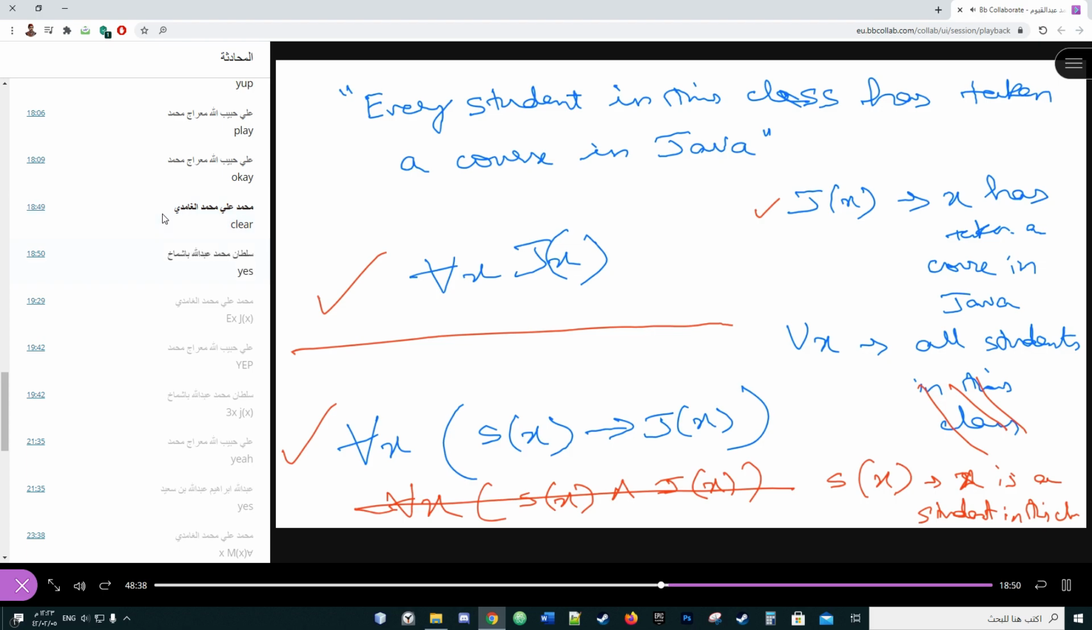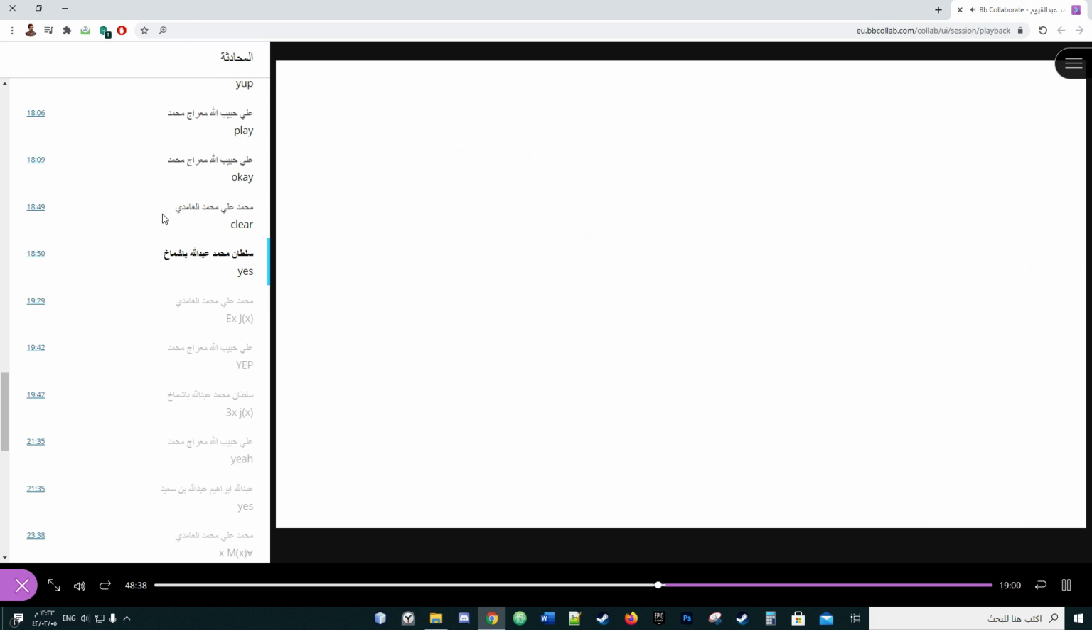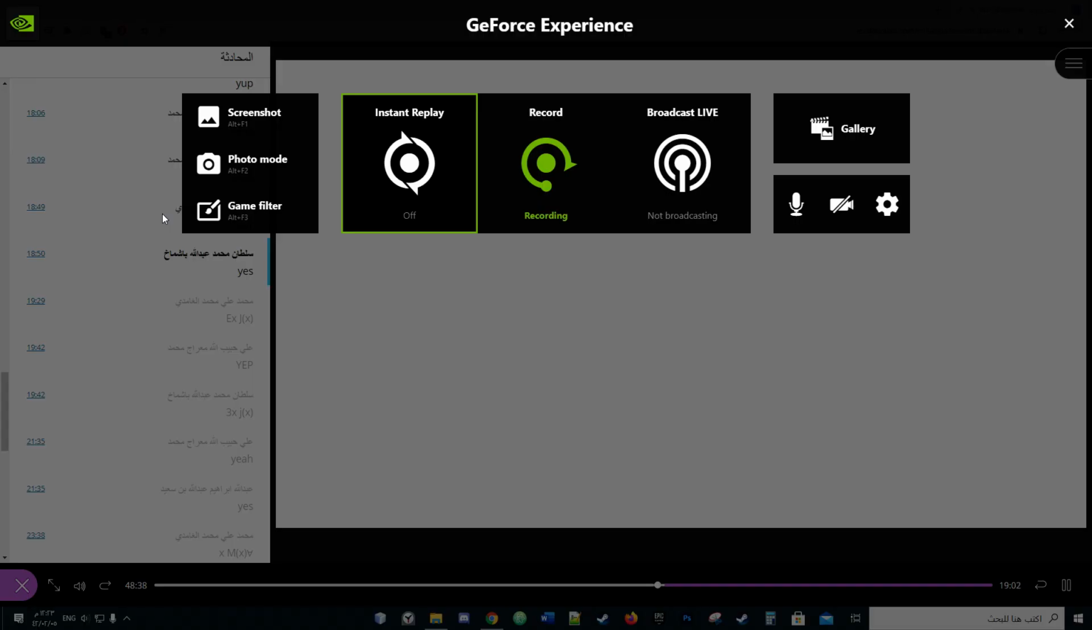Okay, let's take another example. Don't worry if it's not clear. We'll take a few more examples and then slowly it will become clear. This is the first example, so maybe it's not very clear. As we progress, it will become clearer.